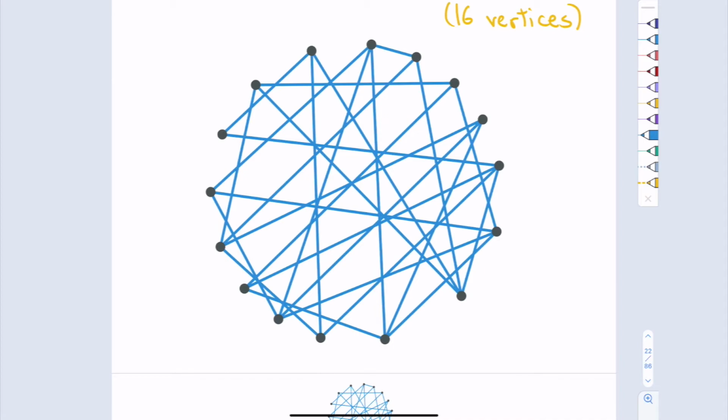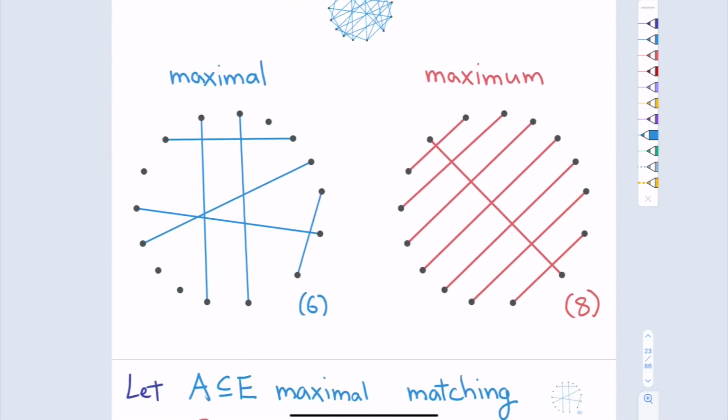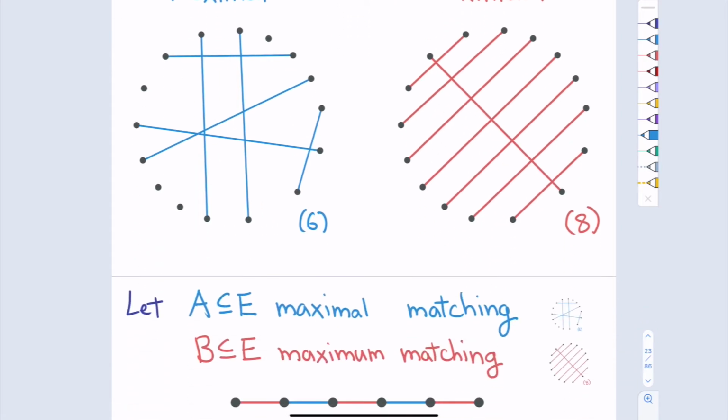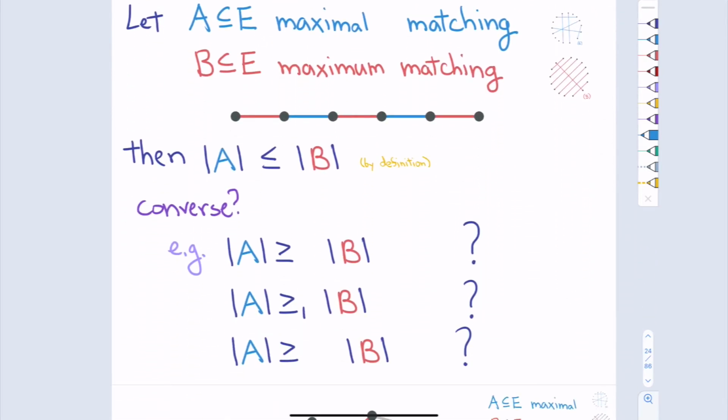All right, so remember this example from before, which had a planted matching. Okay, we're going to start analyzing things. So here I've highlighted a maximal matching in that example graph and a maximum matching in the example graph.